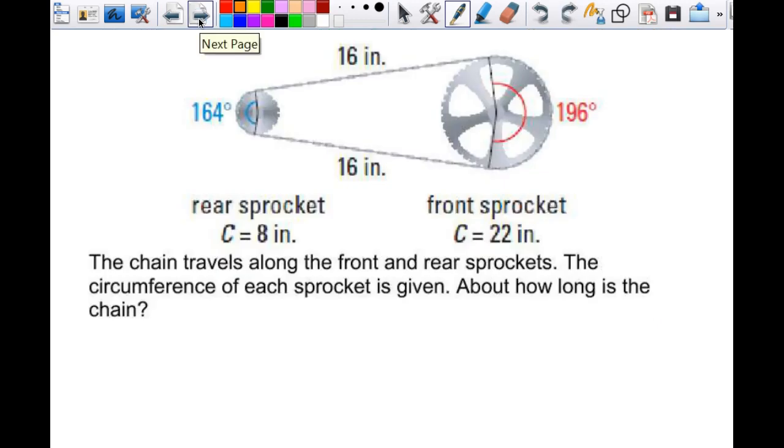Okay, so now it says the chain travels along the front and rear sprockets. The circumference of each sprocket is given. About how long is the chain? All right, so I know from here to here is 16 inches, and from here to here is 16 inches. And then the chain travels around the back of the sprocket there and there. So the orange stuff they gave me, that's 16. But the purple ones I've got to figure out, and those are basically the arc length that goes around the sprockets. We good? So we're going to start with the rear one.